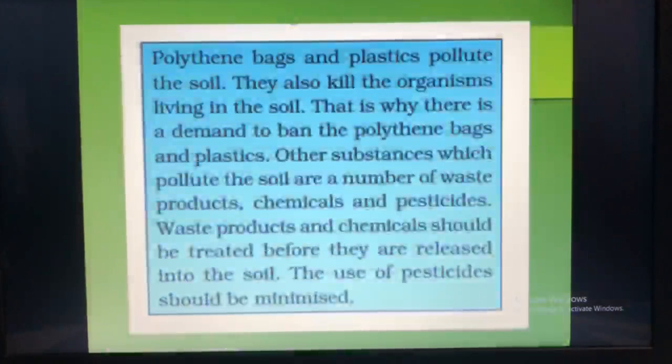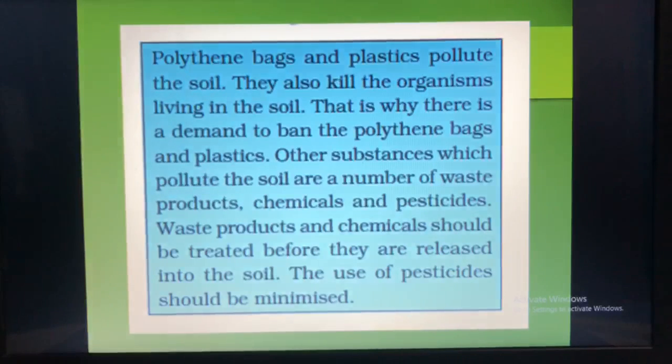Then we had studied about pollution, how soil is polluted. The polythene bags and plastics will pollute the soil. What happens by this? The organisms which are living in the soil will be killed, and also by the pesticides which the farmers use to kill the pests. The use of pesticides should be minimized to avoid soil pollution, we had learned.